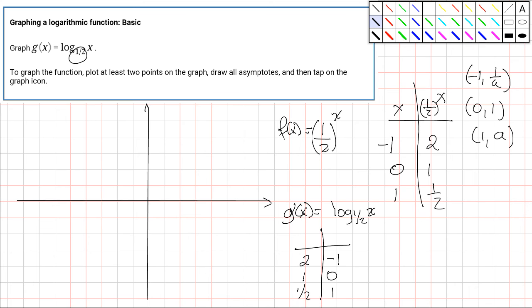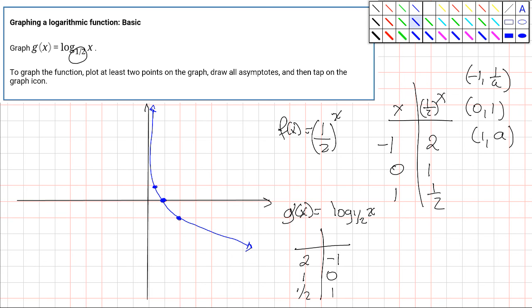So I'm going to go ahead and plot these points right here. I'm going to use blue. So when x equals 2, y equals -1. When x equals 1, y equals 0. And we also have when x equals 1/2, y equals 1. So the function is going to look a little bit like that, okay? And you could plot other points as well, but that's roughly how it's going to look.